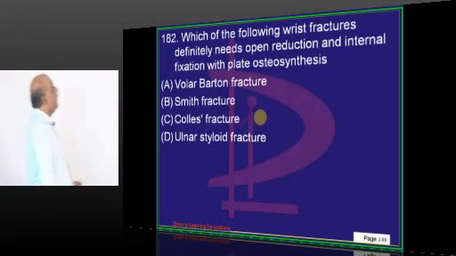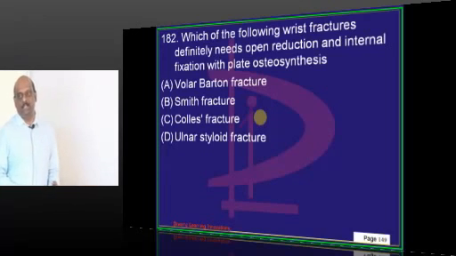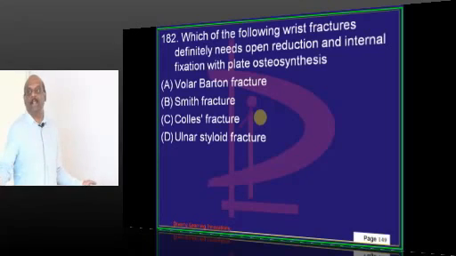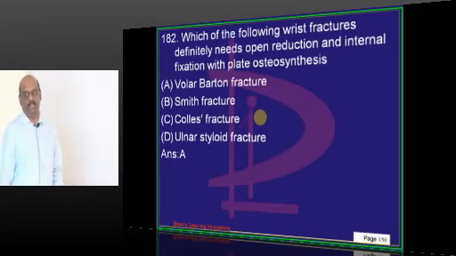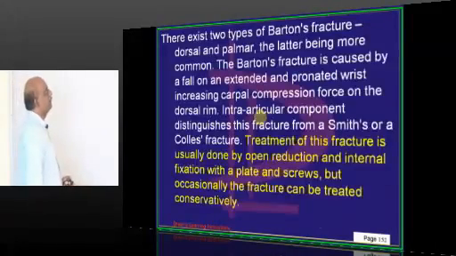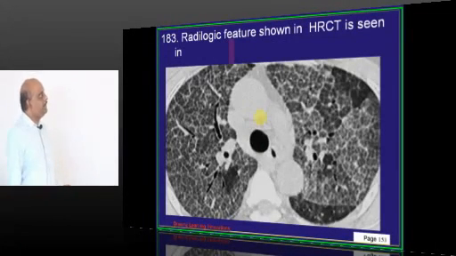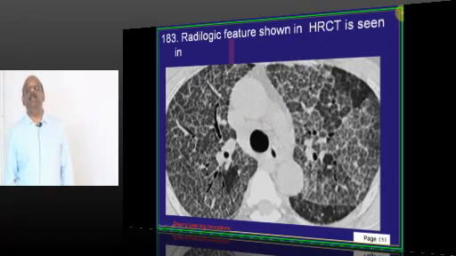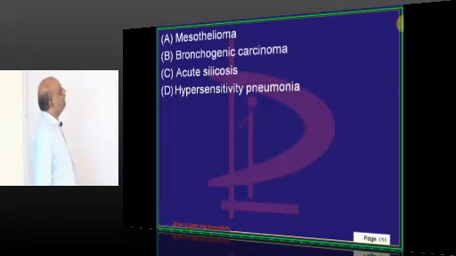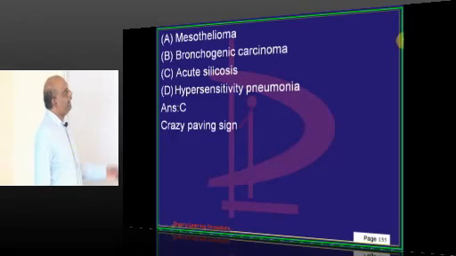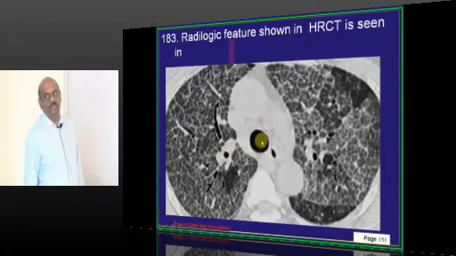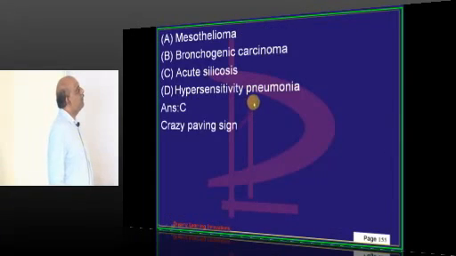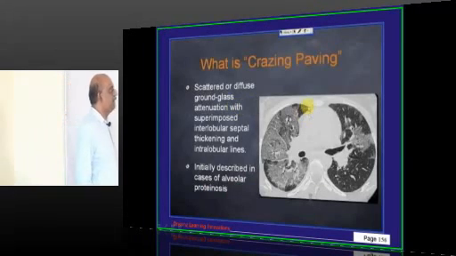That's very important. Now, which wrist fracture requires open reduction and internal fixation where there is no role for conservative management? Typically, Barton's fracture, it's an intra-articular fracture. If you don't properly reduce it, then it will lead to arthritis. So that's the reason you have to. Then what is this radiological feature shown? This is called crazy paving. Crazy paving sign is typically a feature of acute silicosis, is what you need to basically appreciate.